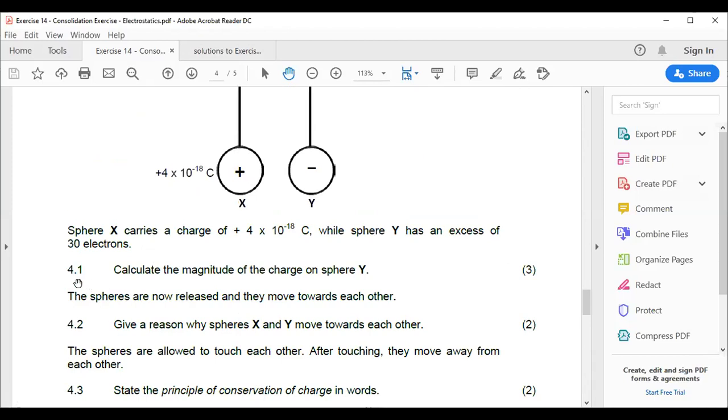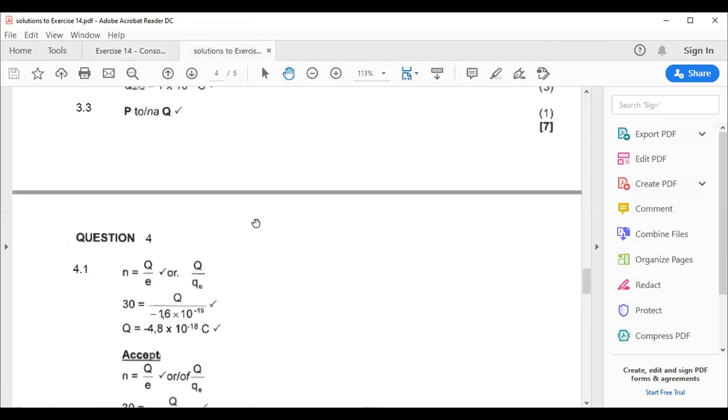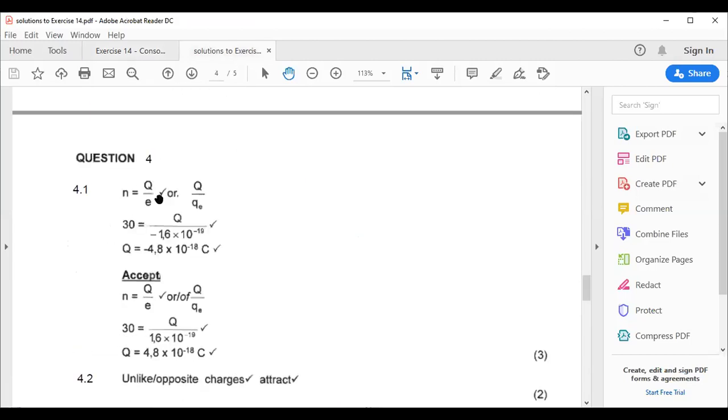So it says 4.1, calculate the magnitude of the charge on sphere Y. We're going to use the electrons to calculate that. Q is equal to nQe. So the number of electrons is 30, and you're looking for Q. The charge on an electron you're always given on the formula page: -1,6 multiplied by 10 to the power -19. Please note here, you don't ignore the negative, because we want to know whether Q is positive or negative. So you cannot drop the negative. You have to include it.